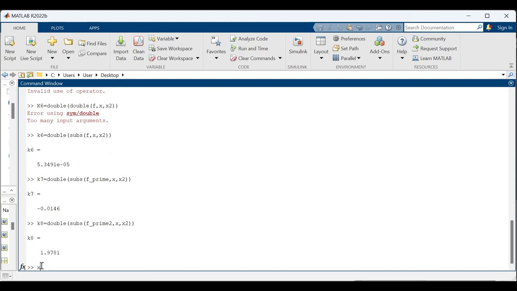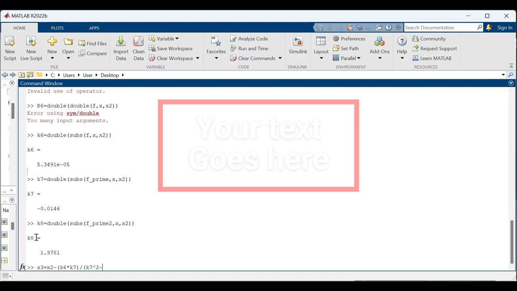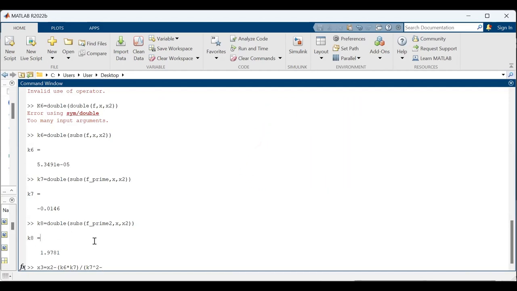So my x3 will be equal to x2 minus, in the numerator, we are going to have f of x2, which is K6, and the f prime of x2, which is K7. So it's a product of those two, K6 times K7. Then divide by, in the denominator, f prime of x2 squared, which is K7, so I need to square this, K7 squared, and then minus f of x2 times the second derivative of x2, so K6 times K8.